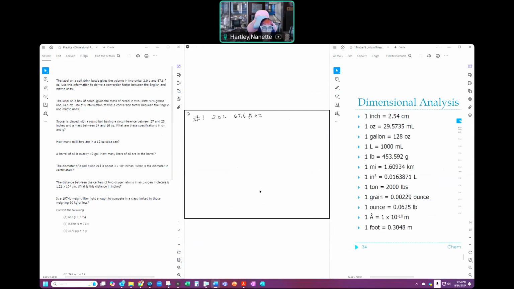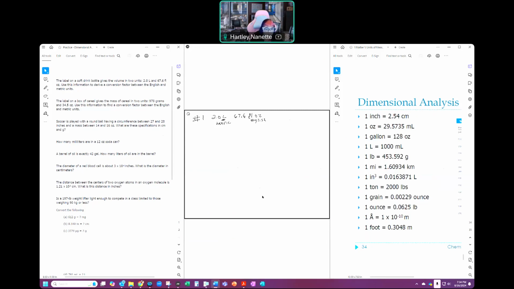Now, what is it asking me to do? It says use this information to determine a conversion factor, which is one thing divided by another, so that we have something that equals 1 between English and metric units. English and metric. So my metric unit is this one. My English unit is this one. Since it said English and metric, I'm going to put English on top and metric on the bottom.